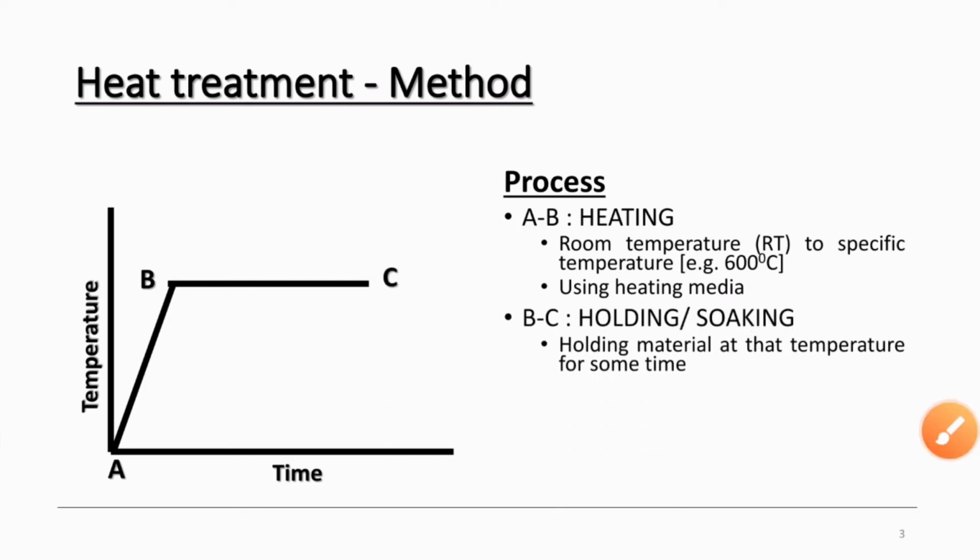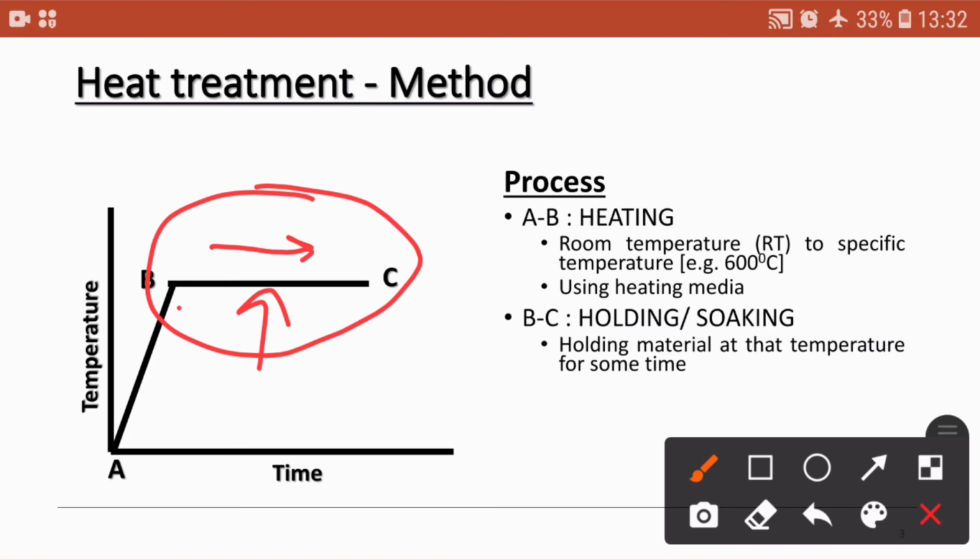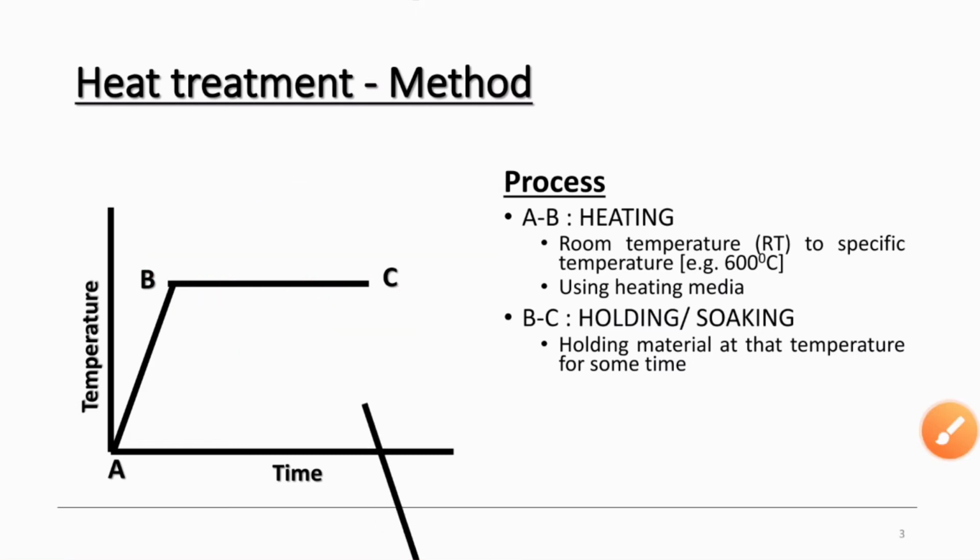Then B to C: you can see in B to C temperature is not increasing, temperature is constant with respect to time. It means we hold the metal at that definite temperature. There will be some fluctuation, but we keep the temperature in a range. So B to C is the holding or soaking period, holding the material at a specific temperature for some time.